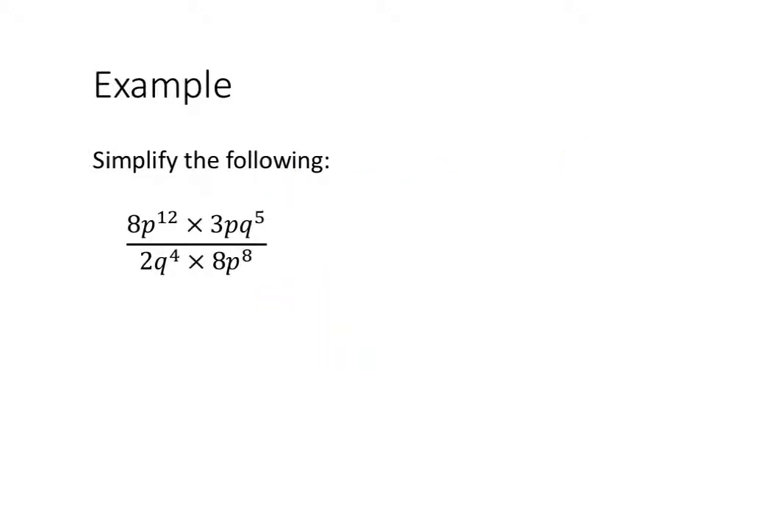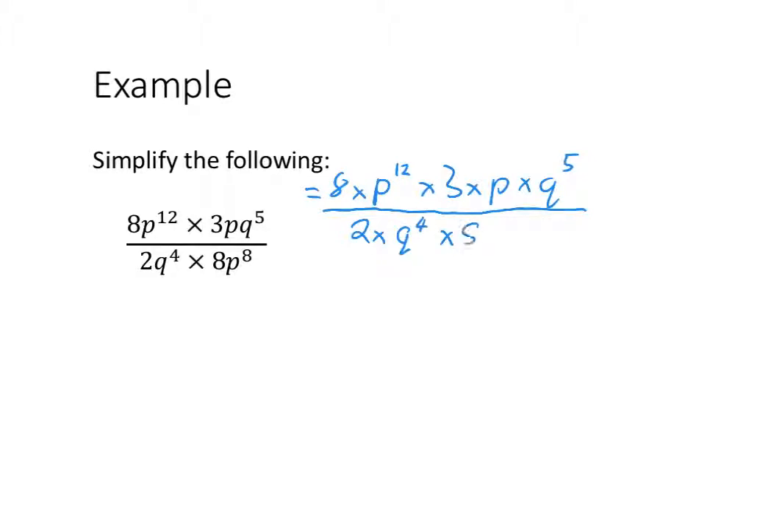In the second example, I want to simplify the expression 8p to the power of 12 times 3pq to the power of 5 divided by 2q to the power of 4 times 8p to the power of 8. Now the first step is I want to go through and add in all of my multiplication signs that are missing. So 8 times p to the power of 12 times 3 times p times q to the power of 5, and that is going to be divided by 2 times q to the power of 4 times 8 times p to the power of 8.